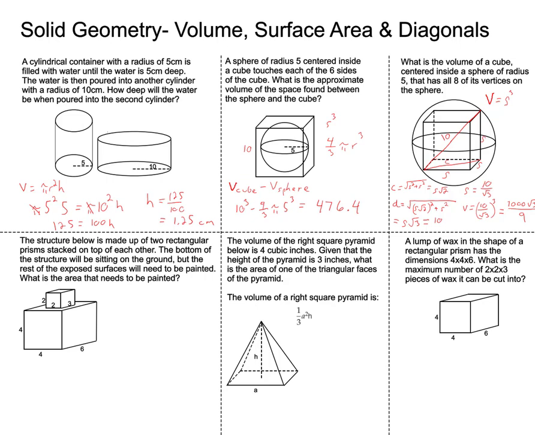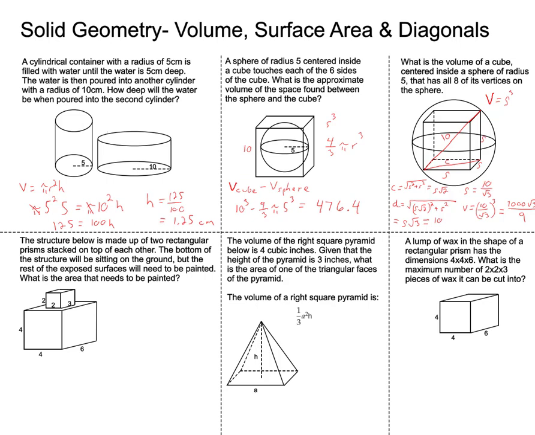The bottom of the structure will be sitting on the ground, but the rest of the exposed surfaces will need to be painted. What is the area that needs to be painted? So this is a more involved surface area question. Let's focus first on the top prism. The surface area of the top prism is going to be all the faces except for the bottom face, which is sitting on top of the other prism.